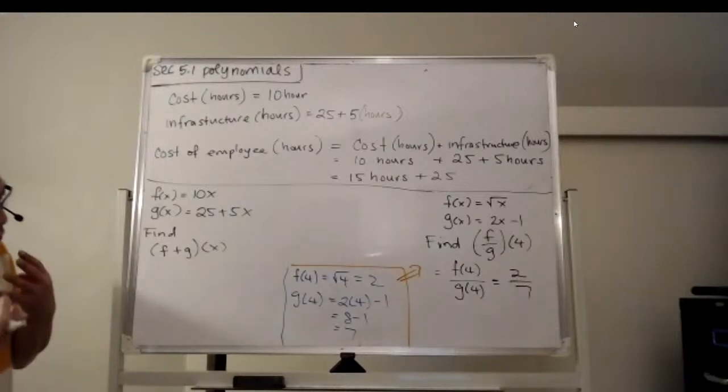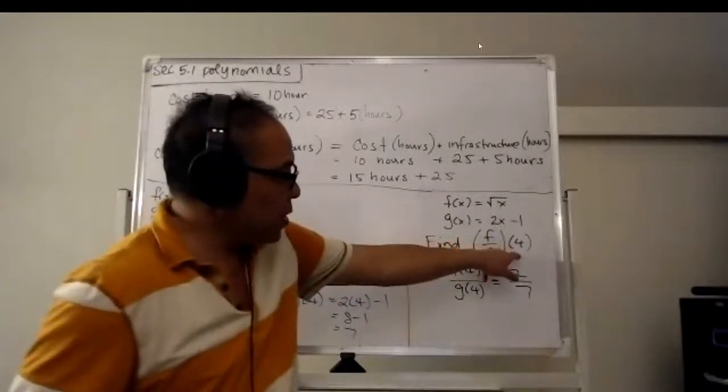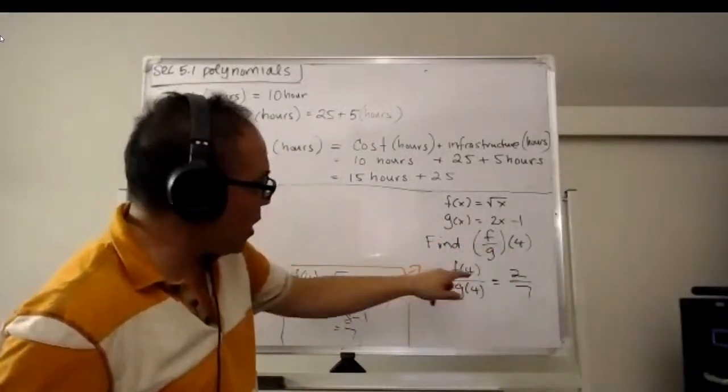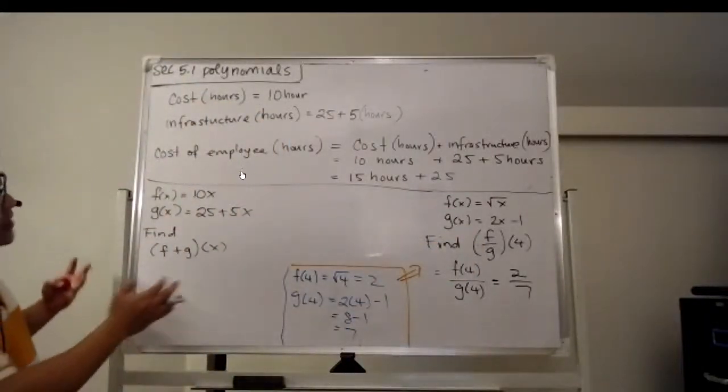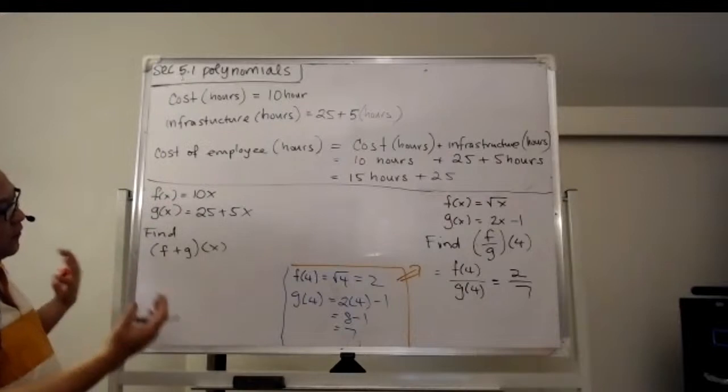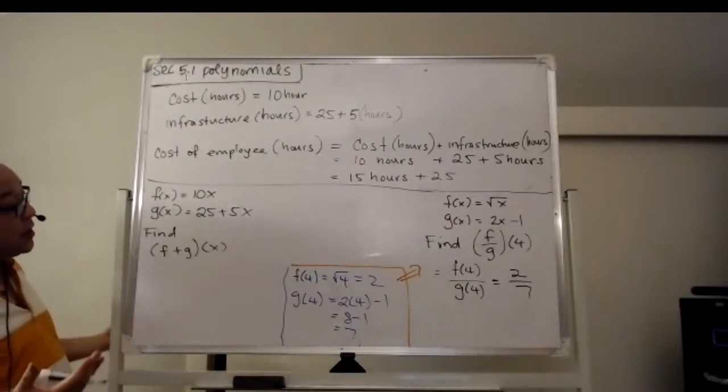Okay. Now, previously, we had a number here. So we would calculate the number and then do the operation that was in between here. In this case, I just want you to add these two functions together and then tell me what you get.